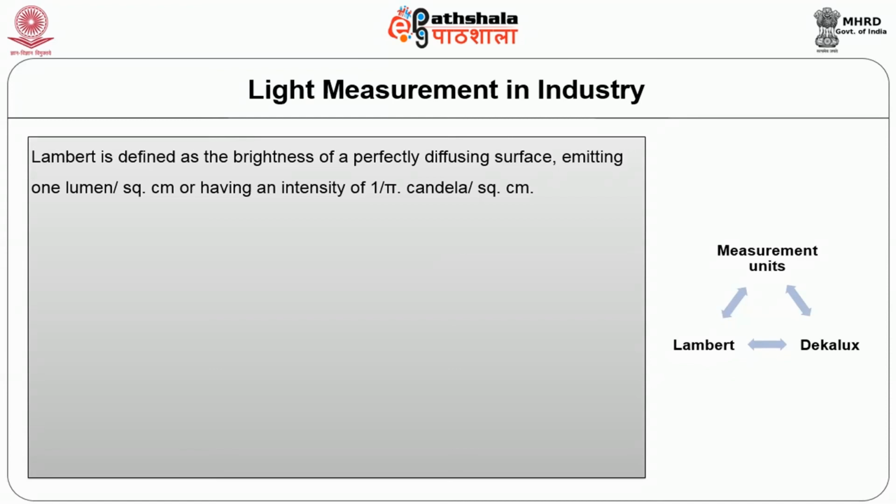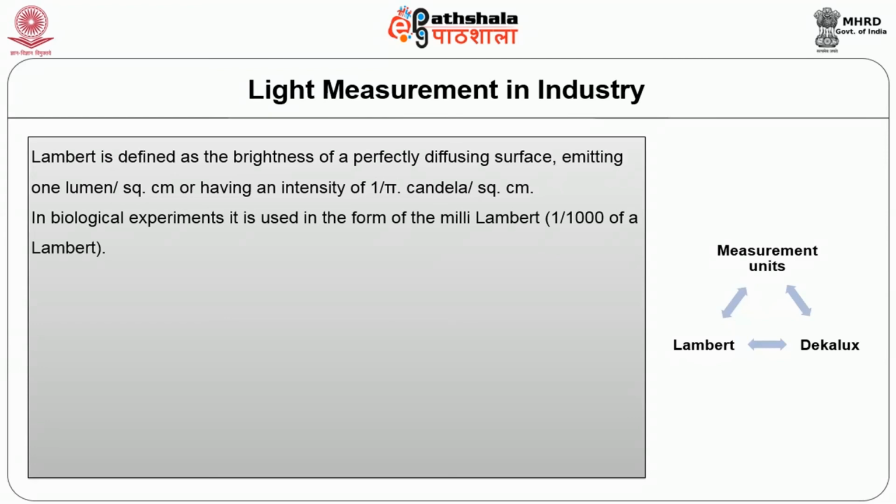Know about those units too. First one is Lambert. What is it? Lambert is defined as the brightness of a perfectly diffusing surface emitting 1 lumen per square centimeter or having an intensity of 1 by pi candela per square centimeter. In biological experiments, it is used in the form of a milli-Lambert or 1 by thousands of a Lambert.